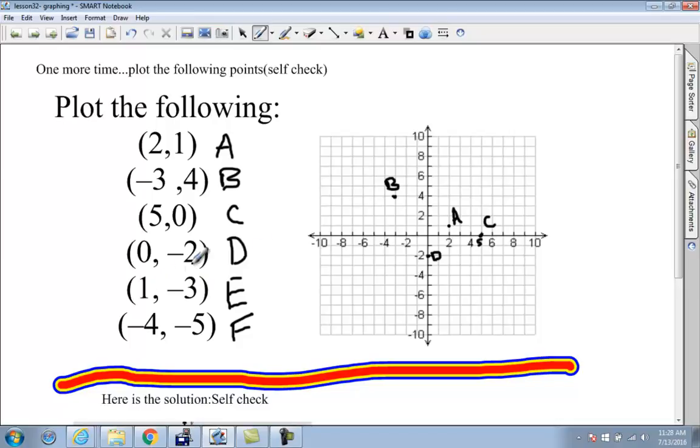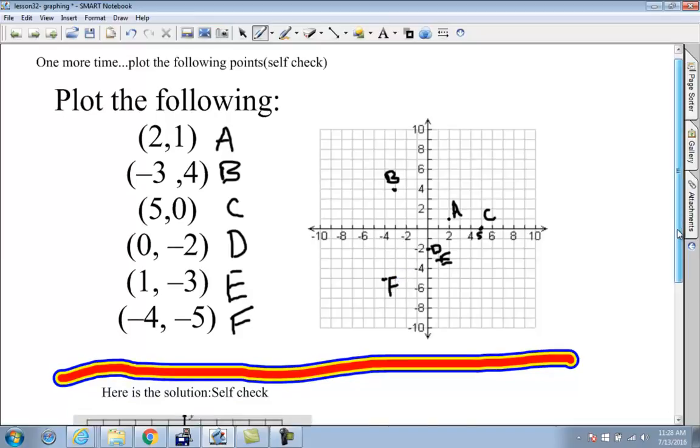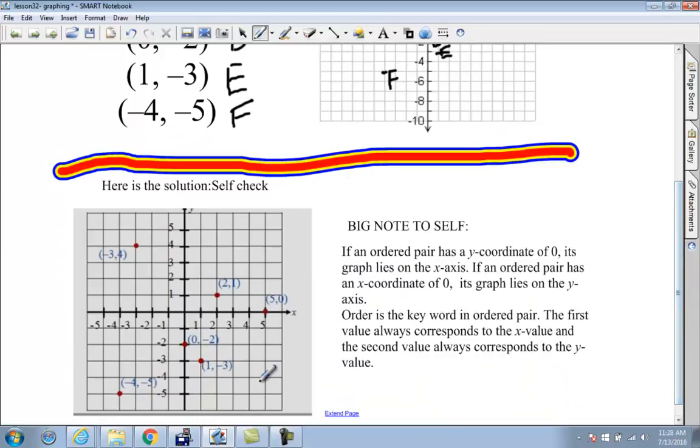1, -3, that means right 1, down 3. Okay. So I'll go right 1, down 3. And that'll be point E. And then -4, -5. So that's back 4, down 5. That's the way I like to think about that. And that's F. All right. Hope you're getting comfortable there. You saw that in real time, and of course you see the answers here.